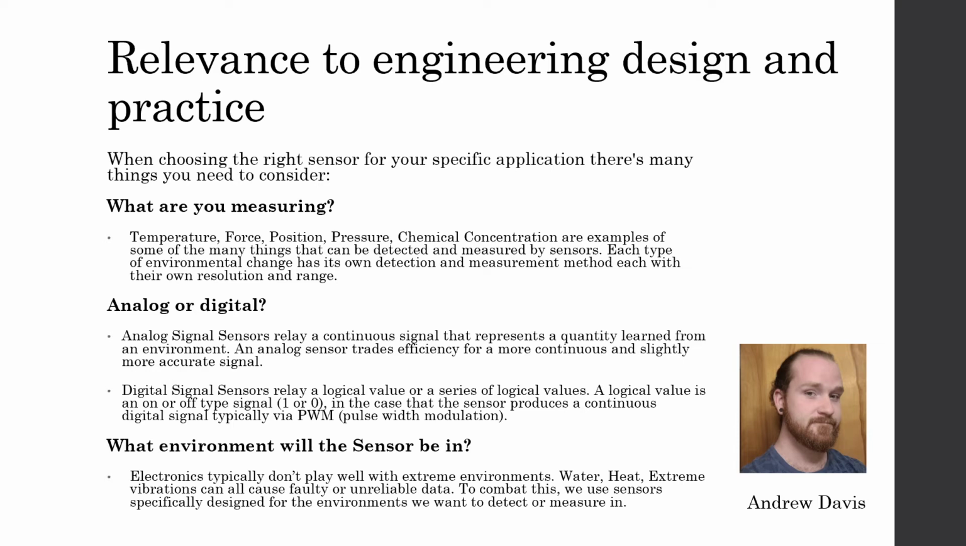So a digital sensor will typically relay a continuous signal via pulse width modulation. As an example, a temperature sensor reading a high temperature would have a pulse width that is large compared to a temperature sensor that is measuring a lower temperature. Its pulse width will be smaller.